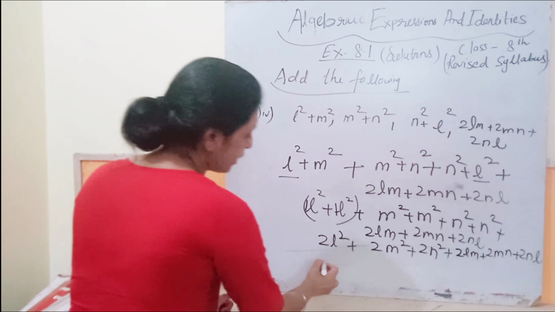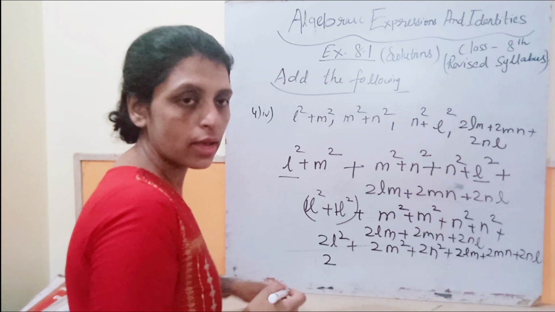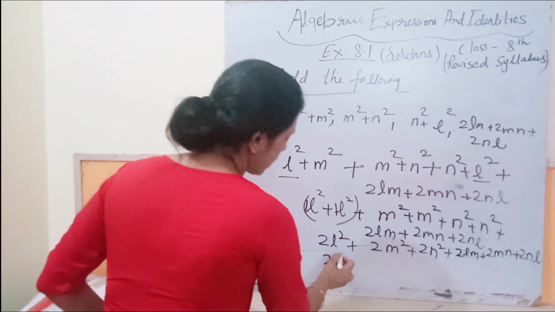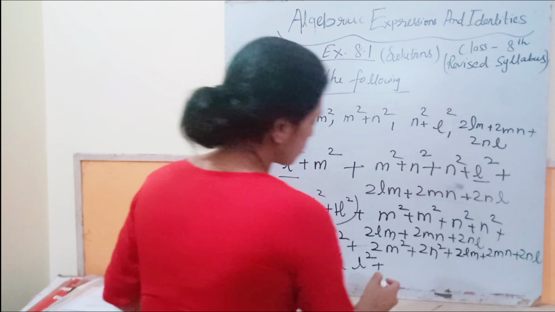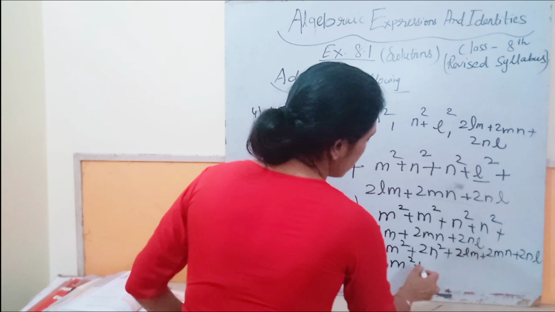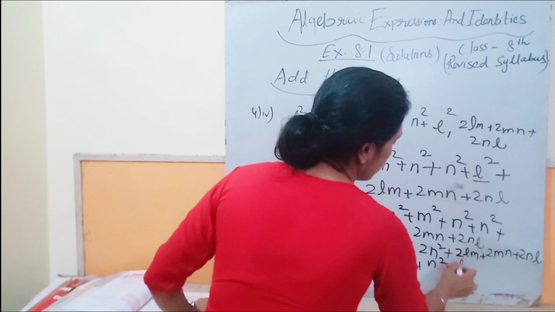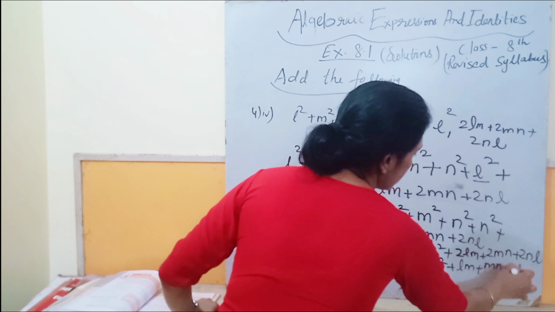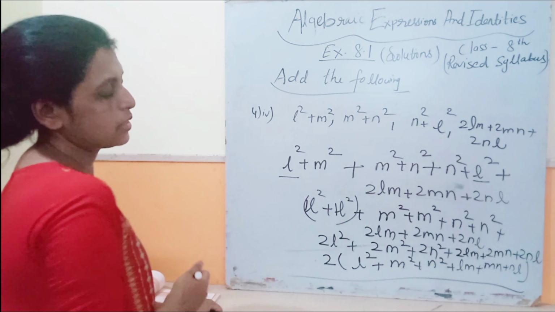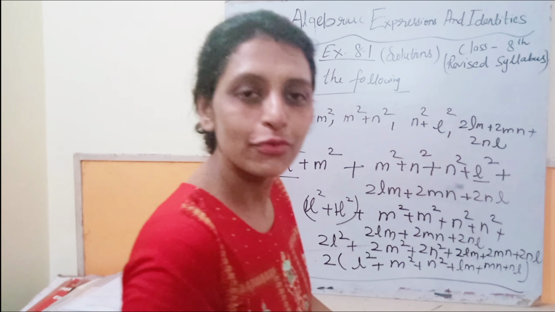Now you can see that in everything 2 is common, right? So you can write 2 as one of the common factors. Take it outside and you can write the expression as 2 times L square plus M square plus N square plus LM plus MN plus NL. This is the solution of the fourth question.